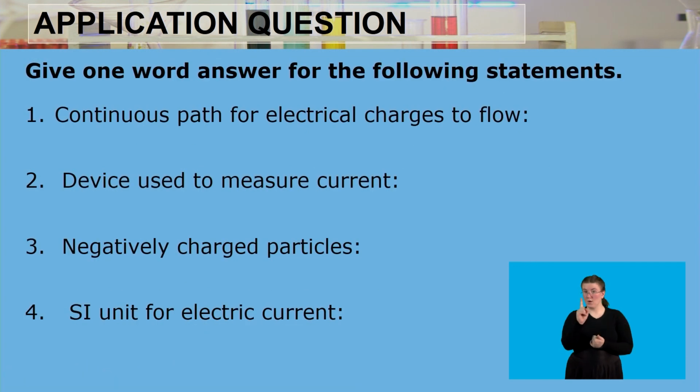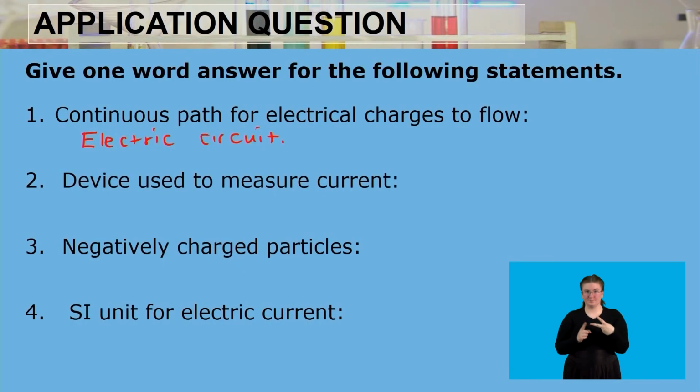We now need to give a one-word answer for the following statements. So a continuous path for electrical charge to flow. So what do we call a continuous path for the electric charge to flow? That is called an electric circuit. It provides a continuous path for the electric charge to flow, because the electrical charge flows from one terminal through the wires, through the light bulbs, and back to the other terminal. So it provides that continuous path for the electrical charge to flow.